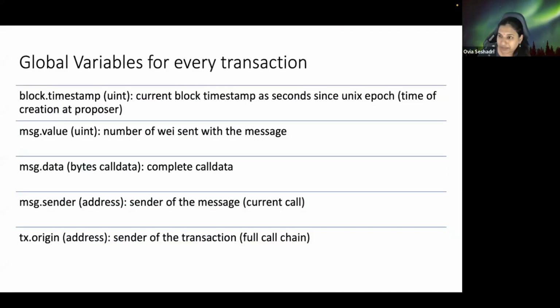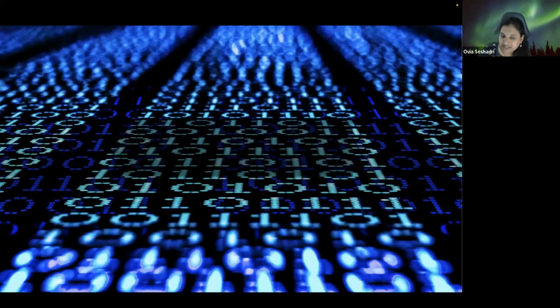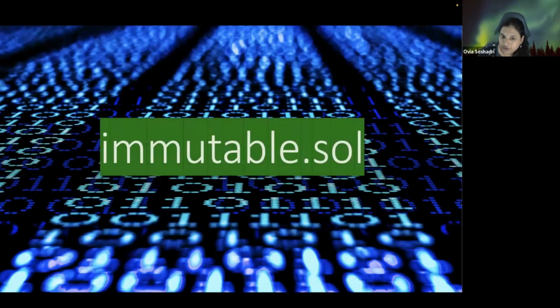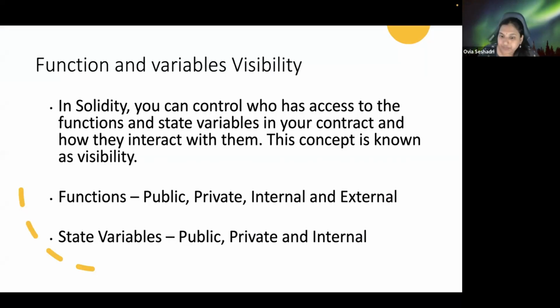What global variables we can access in the Solidity functions that come through transactions. We saw variables, constants, immutables. We saw what pure and view functions are. View is basically when you're reading the state of the smart contract. Pure is when you don't read or write the state of the smart contract. We ended with visibility of functions.